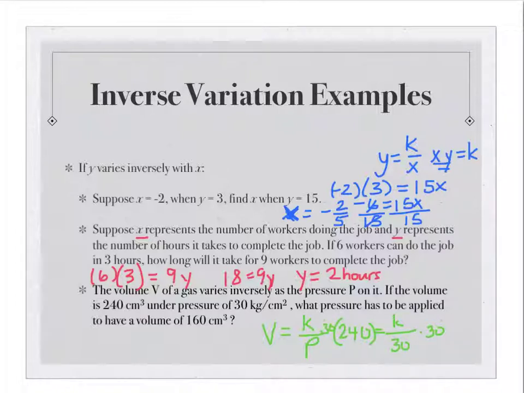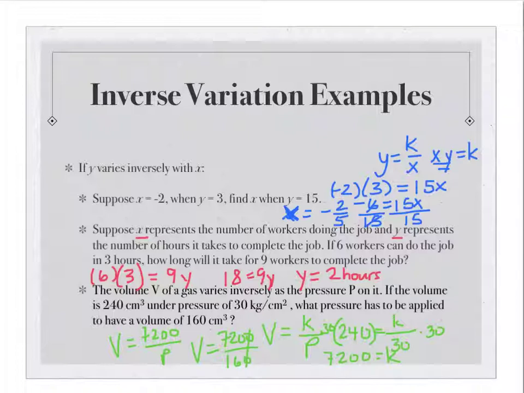So 24 times 3 is 72. So 240 times 30 is 7,200. So that's my K value. So V equals 7,200 over P. And that means for the value of P, I'm plugging in 7,200 over 160.